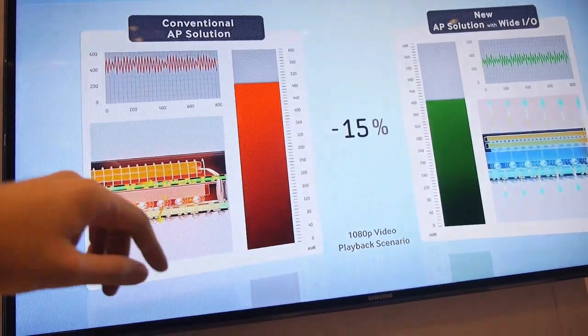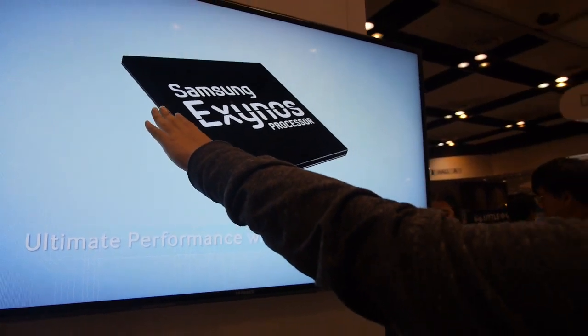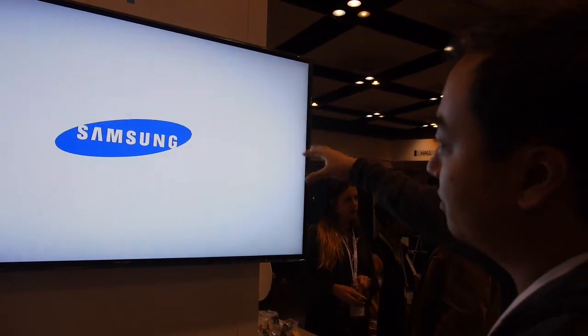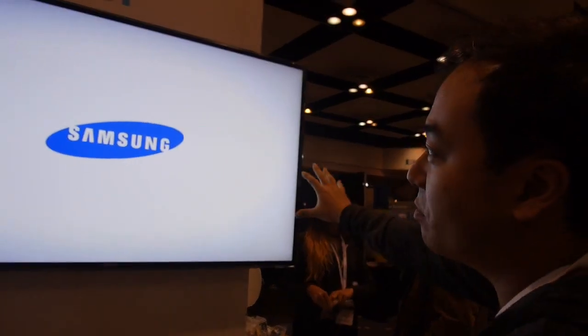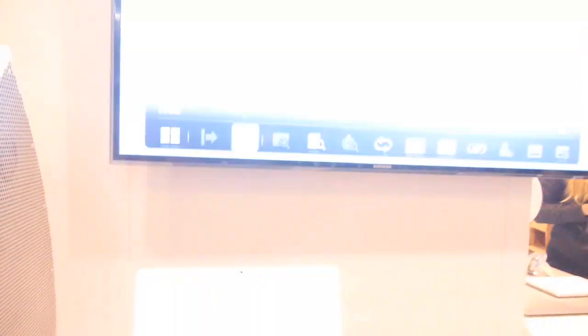What is this? And this? This is the power consumption of the AP plus memory, and this one is LP. The same one, but the right is using the LP-DDR and the left side is using the wide I/O.